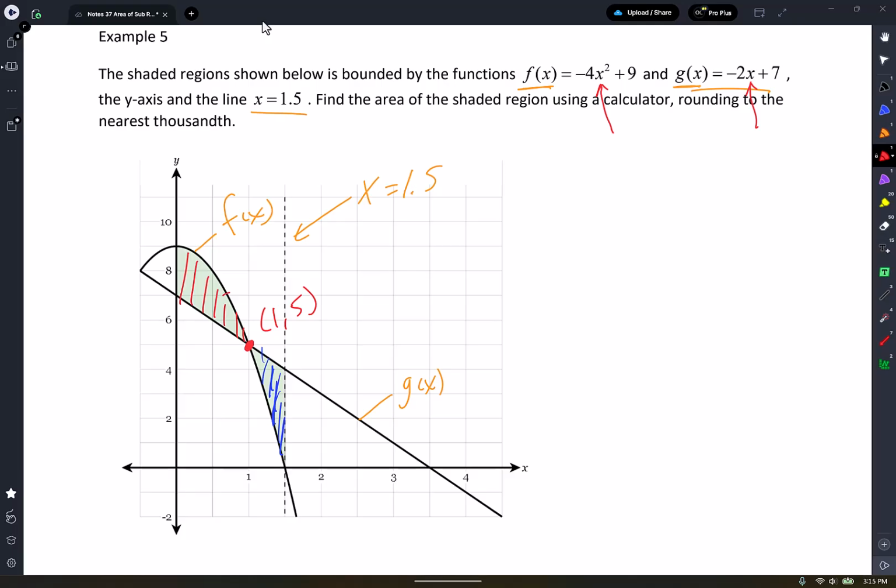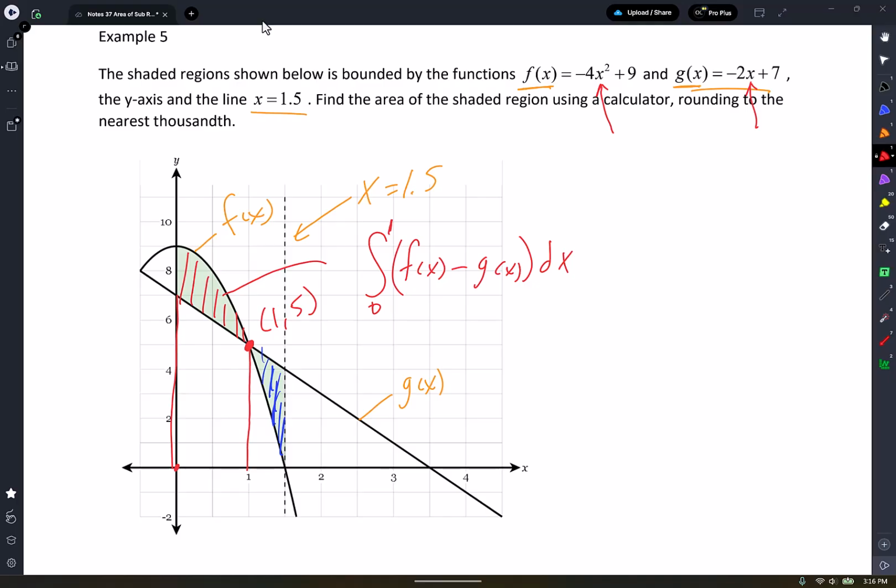Ready, Kyle? Integral. Give me my lower limit. We're finding it with respect to x. What's my x value here? 0. What's my rightmost value for the one in red? 1. All right, what curve's on top? F of x or g of x? F of x minus g of x dx. There it is. Height times width.